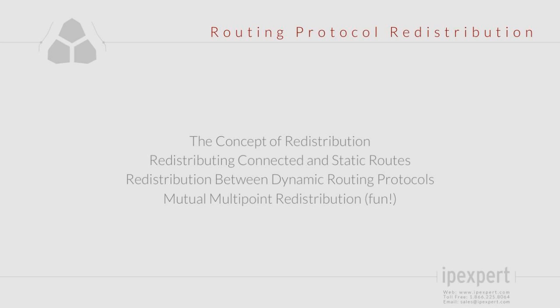That is when we are going to be redistributing between different routing protocols at different locations, and we are going to end up having all sorts of loops in our network. Or we could end up having all sorts of loops, but we are going to try to avoid them.